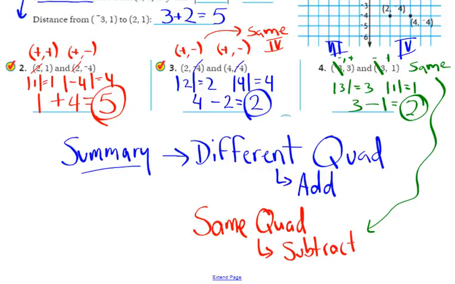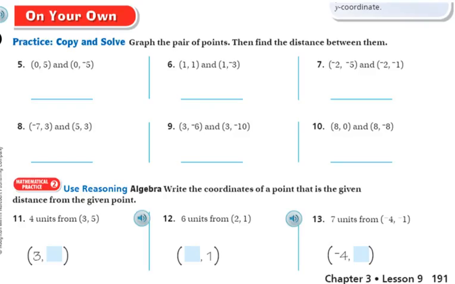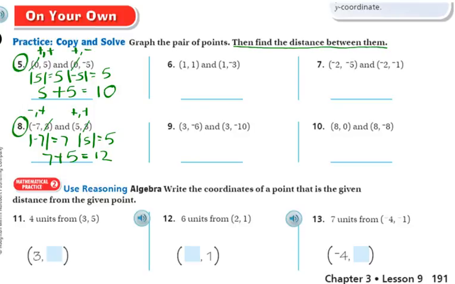All right, let's move on down to the on your own portion. You'll notice it says graph the pair of points, then find the distance between them. We're not going to graph them. I want you to find the distance between them using what we just practiced. Circle question 5 and question 8, and find the distance between those 2 points. Go ahead and pause it up. Thank you. Then check your answers with mine.